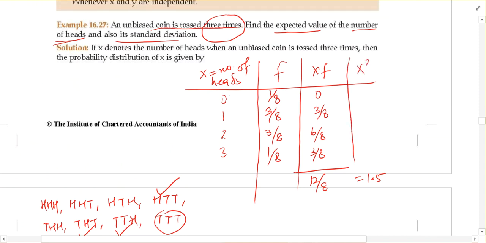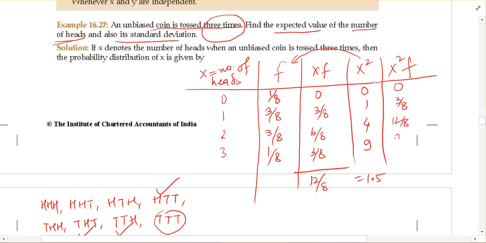For the calculation, x square and x square f in the same table. Okay, don't do extra hard work. It will be 0, 1, 4 and 9, right? X square into f. So 0, and that is 0, 3 by 8, 4 into 3 by 8, that is 12 by 8, and 9 into 1 by 8, that is 9 by 8. This total will be sigma x square f, that is 9 and 3, 12, 12 and 12, that is 24 by 8, that is 3.